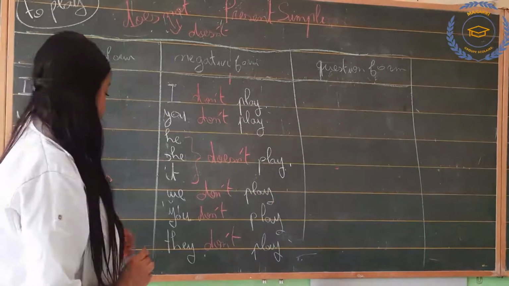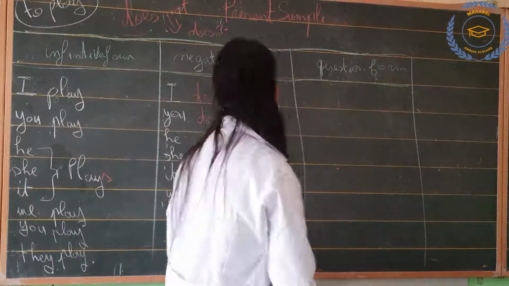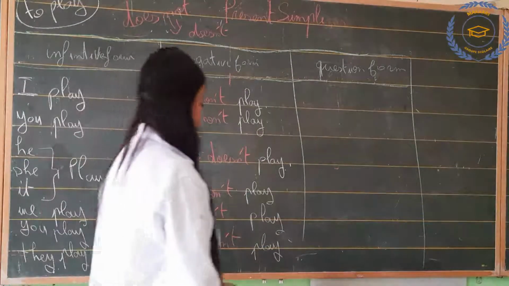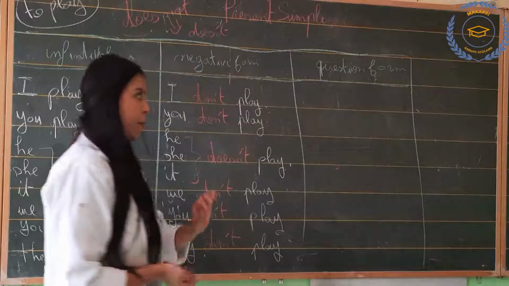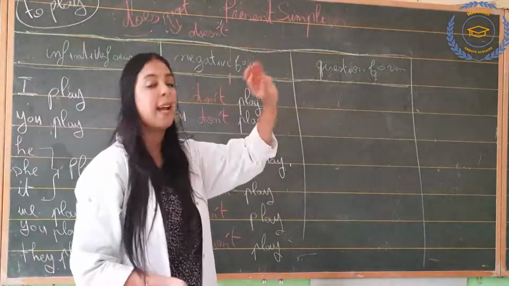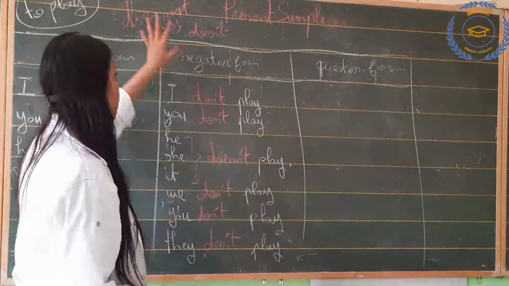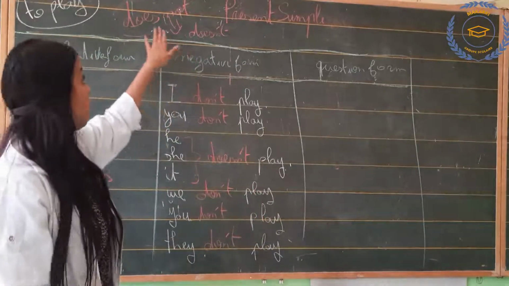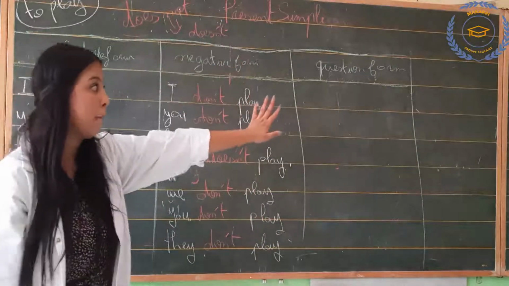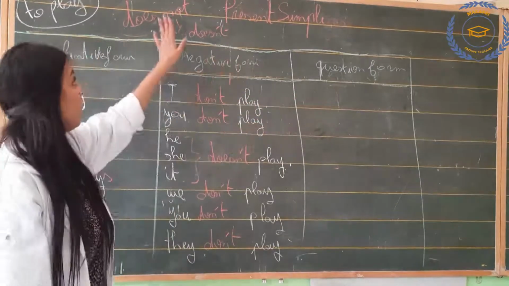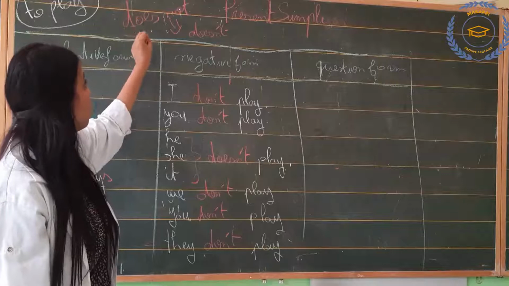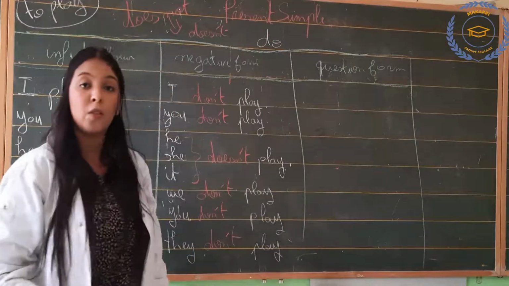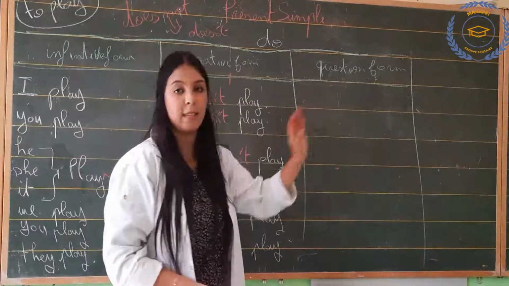So, I hope it's clear. Now let's move to the question form. How do we make a question in the present simple? To make a question, we have to add the auxiliary do. By the way, do is a helping verb, so we are going to use it to make a question. So we have to put the auxiliary do at the beginning of the sentence.